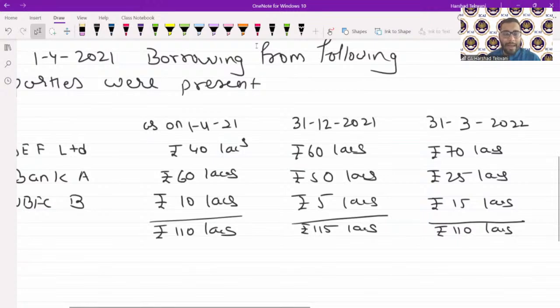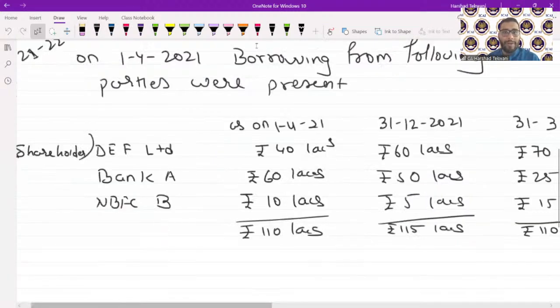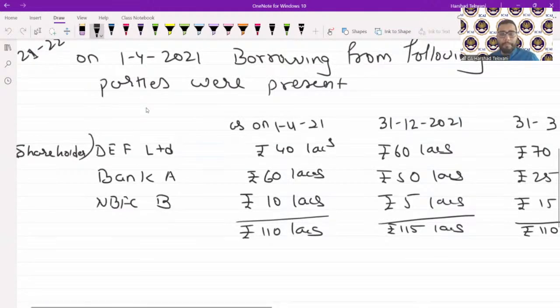Okay. So in the current case, we will not calculate the borrowing from DEF because DEF is not a financial institution or a bank whose borrowings we are required to calculate. Clear? Okay. So CARO 2020 is not applicable to a company whose borrowings do not exceed 1 crore from any bank or financial institution. DEF Limited is not a financial institution. So for this company particularly, borrowings are within the limit and hence CARO 2020 will not be applicable. Clear?